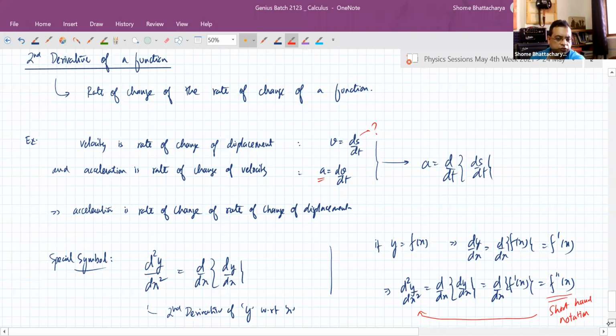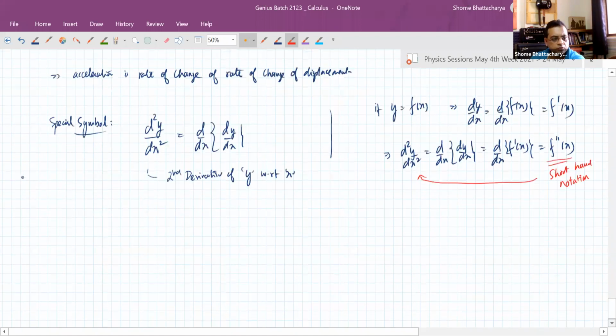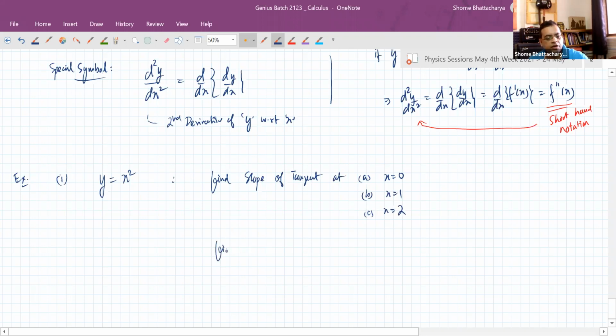Okay, so to understand the significance of the second derivative, let's look at an interesting example. Let's look at the function y is equal to x square. From this, we want to find the slope of tangent at x equal to 0, x equal to 1, and x equal to 2. Then also find the second derivative of y equal to x square.